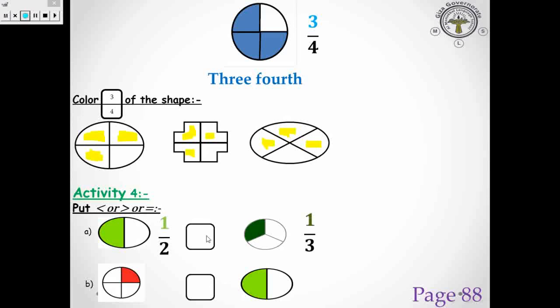So half greater than third. Okay, next example. This shape divided into 4 equal parts. How many shaded parts? 1. Right, 1 and up. How many total parts? 1, 2, 3, 4. Right, 4 and down. But this shape divided into 2 equal parts. How many shaded parts? 1. Right, 1 and up. How many total parts? 1, 2. Right, 2 and down.